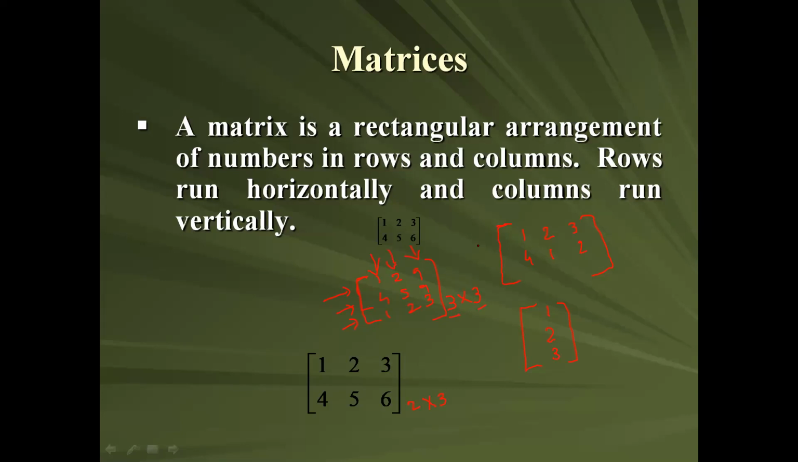Same way here, rows are those which run horizontally. These are rows. So 2 rows, 3 columns. What is the order of this matrix? How many rows are there? 3. Yes, there are 3. Shubham, how many columns are there? 1. So the order of this matrix is 3 by 1.